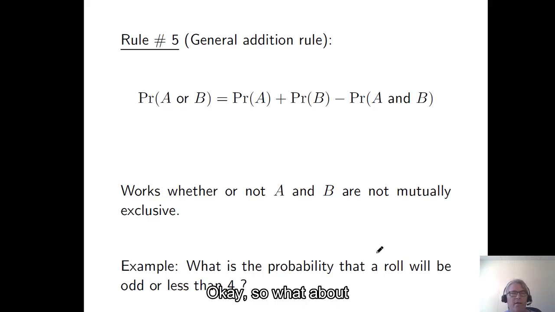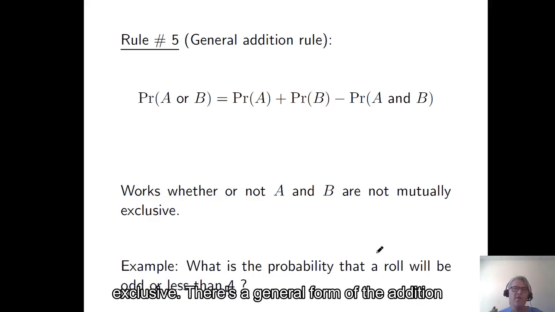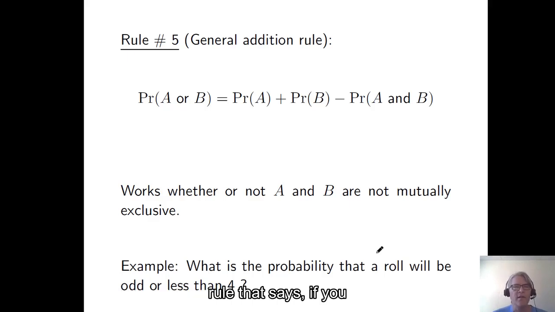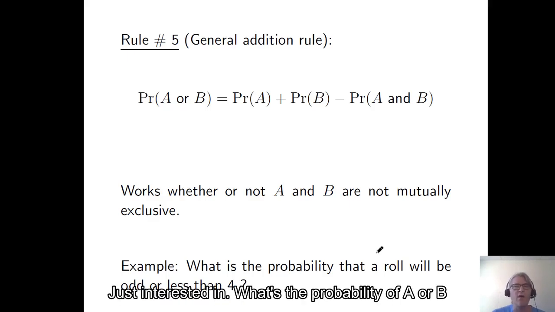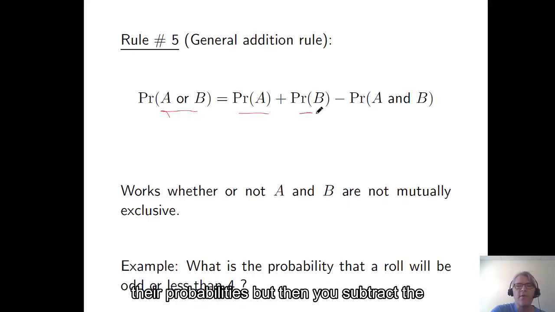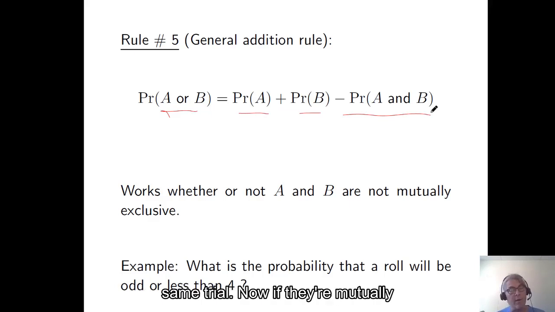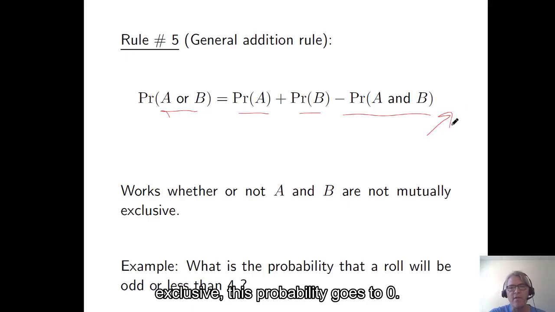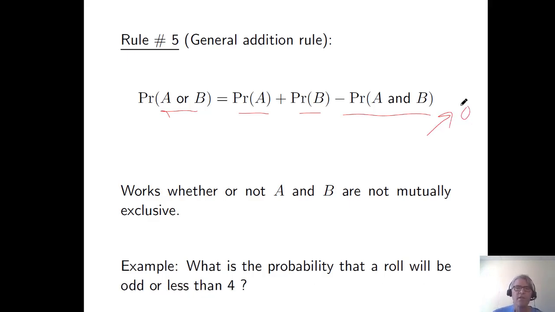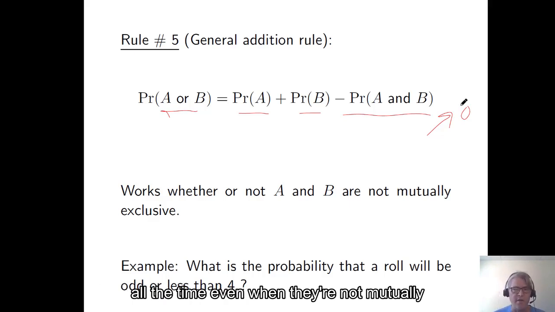Okay, so what about if you have two events A and B and you don't know that they are mutually exclusive, or you know that they are not mutually exclusive? There's a general form of the addition rule that says if you're interested in the probability of A or B happening, you can think of it as what we did before, sum up their probabilities, but then you subtract the probability that they both happen on the same trial. Now, if they're mutually exclusive, this probability goes to 0. If they're not mutually exclusive, it's going to be something greater than 0. So this is, in some sense, the better rule to memorize because it works all the time, even when they're not mutually exclusive.